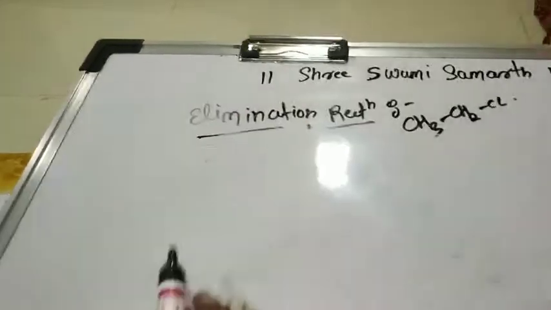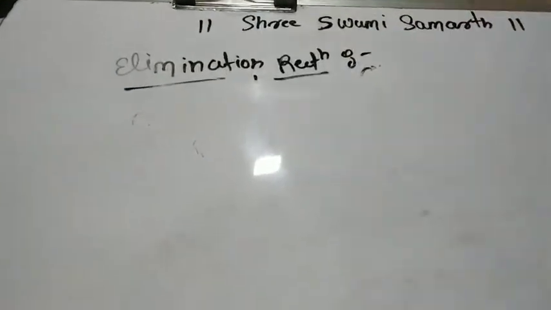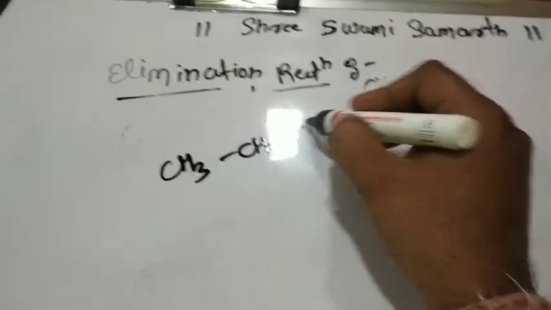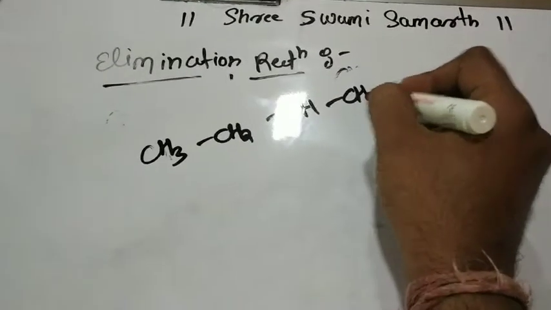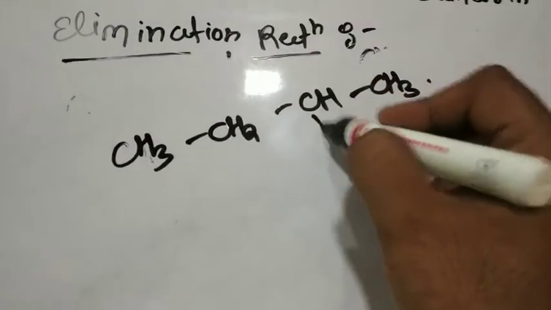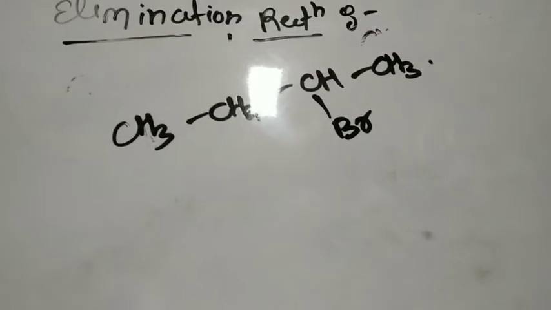So let's take one example of that also. Then you will come to know. For example, CH3, CH2, CH, CH3. Right? So this is the example. Now in this case, at the second position, we have a bromine atom.